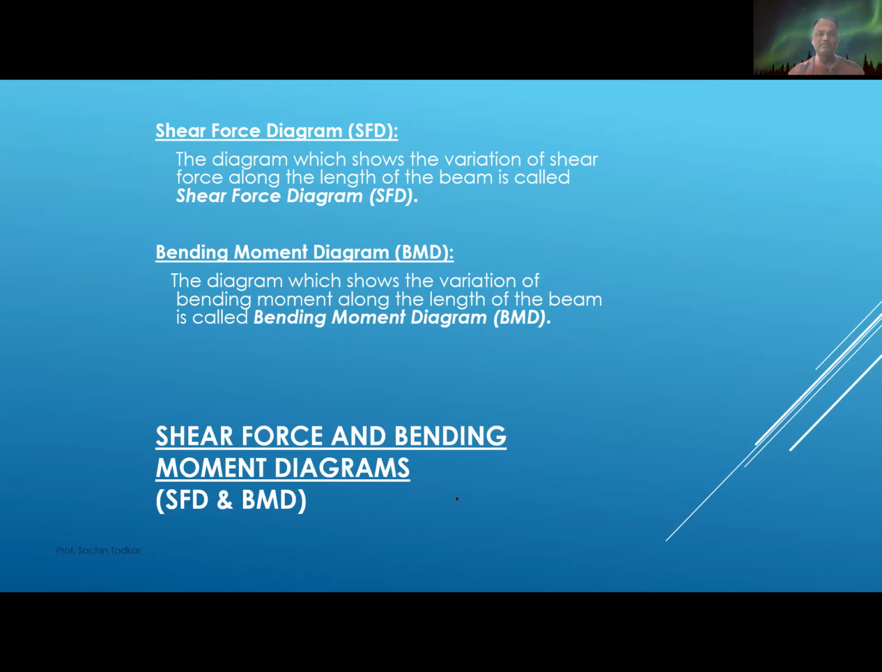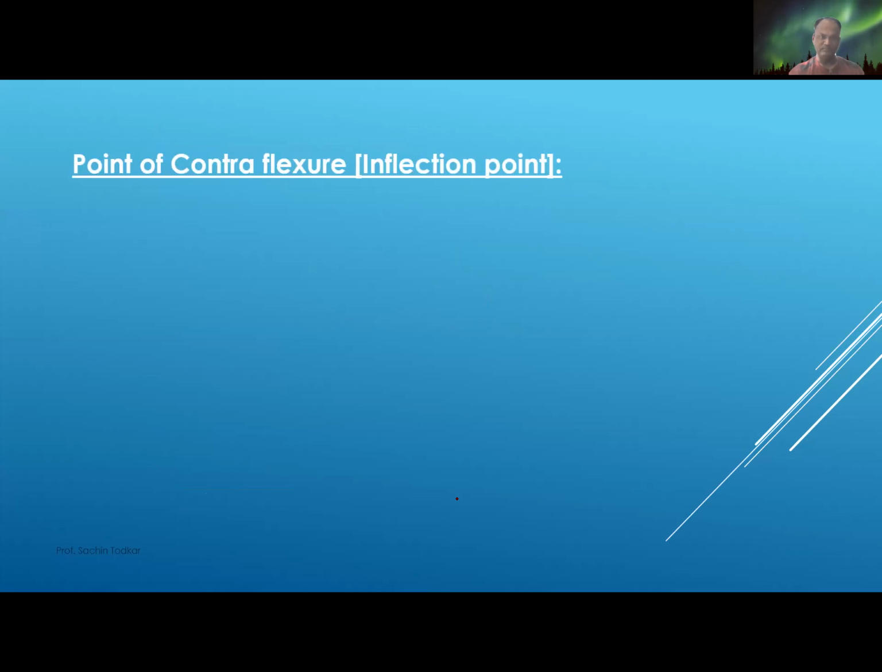Now these are the definitions of SFD and BMD. The diagram which shows the variation of shear force along the length of beam is SFD, and the variation of bending moment along the length is called a BMD or bending moment diagram. These are the simple definitions. No need to remember, no need to mug up also.